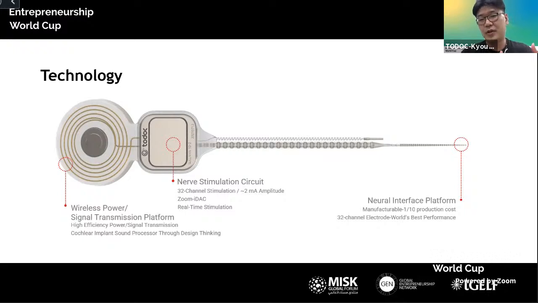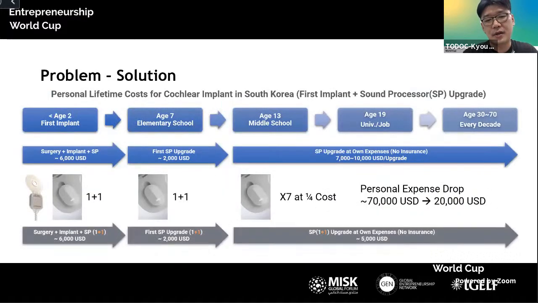So we can reduce the manufacturing cost to as low as half of the conventional cost of the cochlear implant. So that's the main point of our devices, and we will reduce the sound processor cost, so that the users can change and upgrade the sound processors whenever they want.